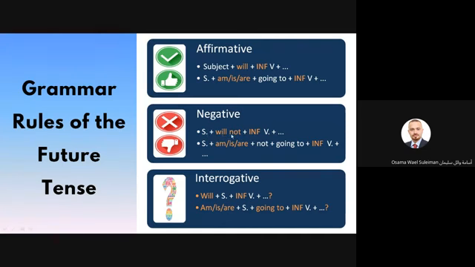Subject plus will not plus infinitive verb. By the way, in the future tense all the main verbs are infinitive. The main verb is always infinitive. What do we mean by infinitive? It means bare, with no addition: no ed, no s, nothing. In all forms the main verb is infinitive. So with going to, we had the form am, is, are plus going to. What do we need for the negative? We need only not. We add not to the auxiliary verb only.